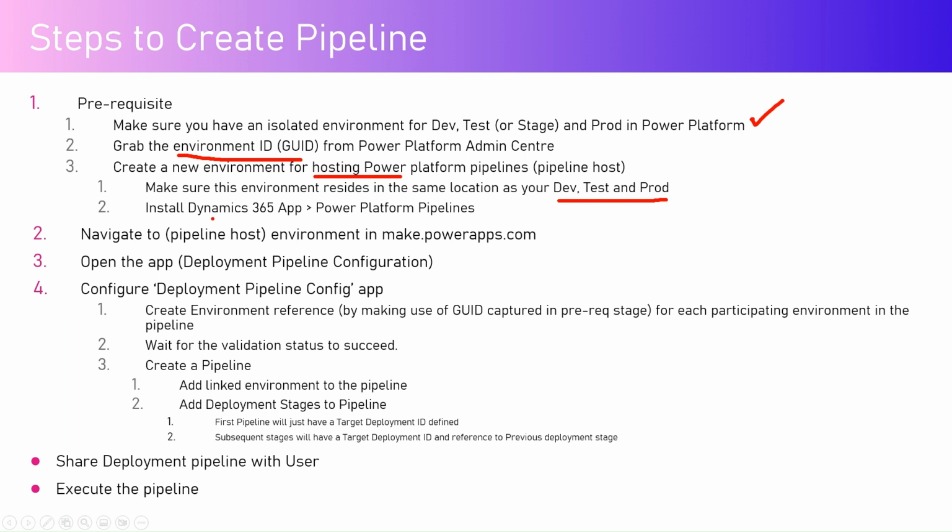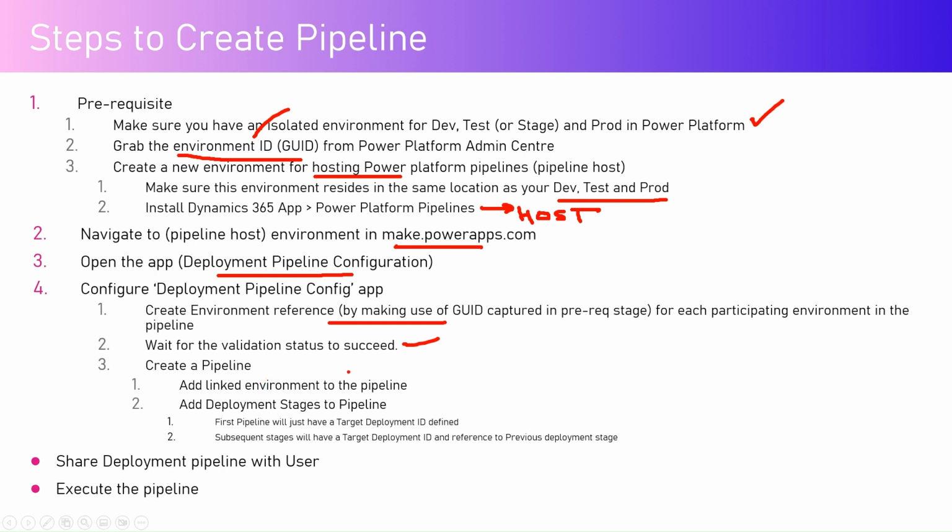Then install the Dynamics 365 app, Power Platform pipelines. Now this you need to do in the host environment. Okay, navigate to the host environment using make.powerapps.com. Open the app deployment pipeline configuration. Configure the deployment pipeline configuration app. Now, you need to grab the environment ID for all your environments, and then create that environment reference in the deployment pipeline config app. Wait for the validation to succeed, and then create a pipeline.